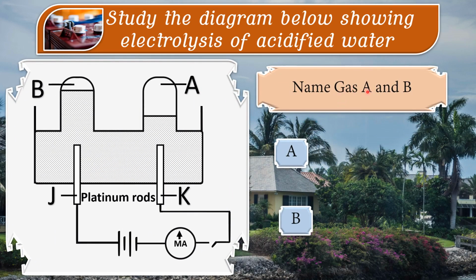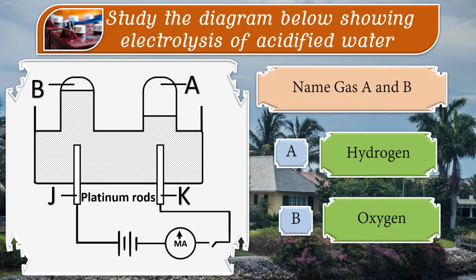Name gas A and B. They want us to name the gas A here and gas B. What do you think is gas A and what is gas B? Here, our electrolyte is acidified water, and we have platinum electrodes. So the gas A is going to be hydrogen, and the gas B is going to be oxygen.